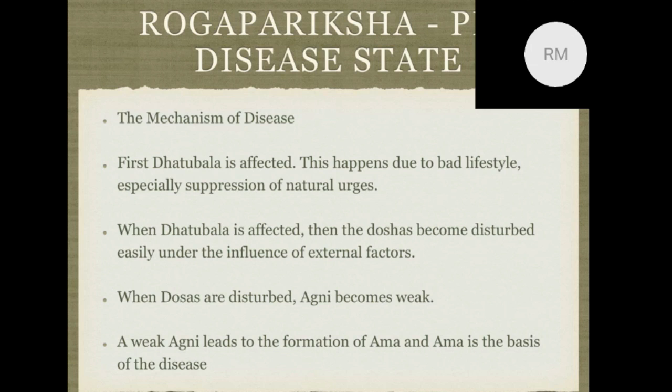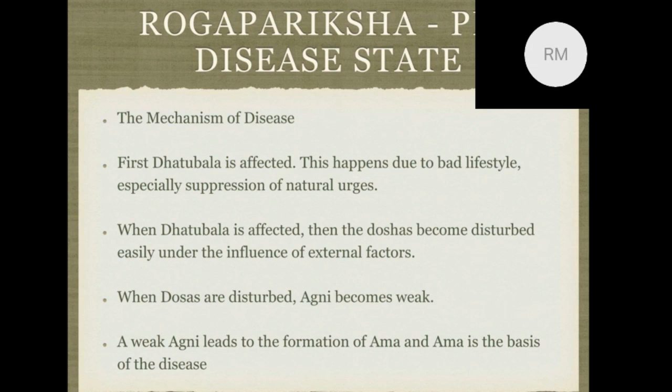First, Dhatu is weak due to bad lifestyle and not taking rasayanas. Then external factors provoke the dosha, and dosha is disturbed. Then when doshas are disturbed, Agni is disturbed. And when Agni is disturbed, then Ama is formed. So this is the sequence, and Ama is the basis of all diseases.